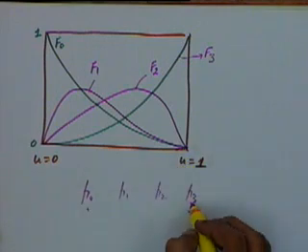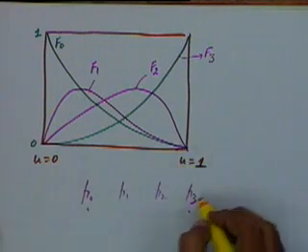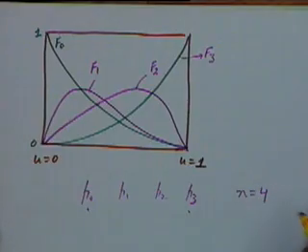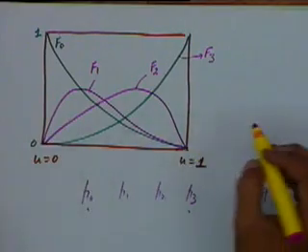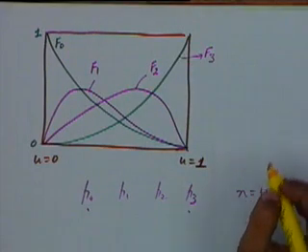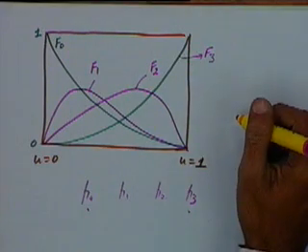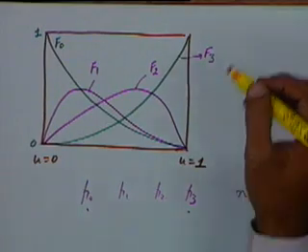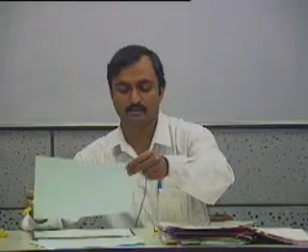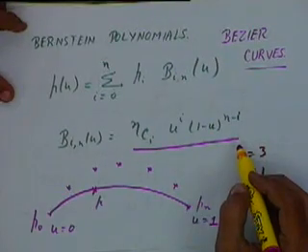Instead of n equal to 3, if I take n equal to 4, that means if I take 5 points, then I will get 5 blending functions and my curve will be of degree 4. It will be a biquadratic curve. This way one can get higher order Bezier curves by using this formulation.